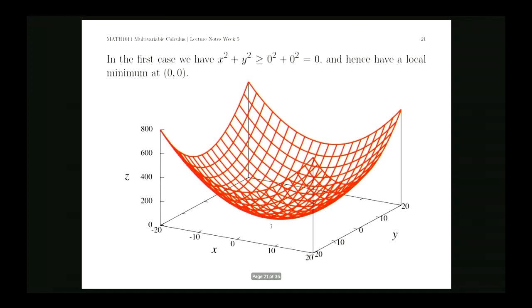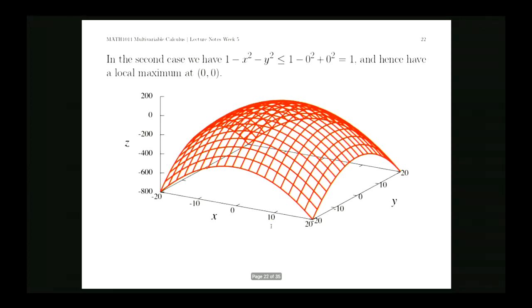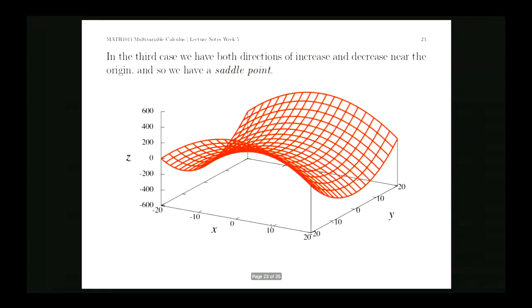And of course, we know what these surfaces look like. The first one's basically like a paraboloid, like a parabolic cup, and obviously it has a minimum at the origin. The second one's a cup upside down, it obviously has a local maximum. The third one, however, looks like this, and that's neither a max nor a min, is it? We call these saddle points.